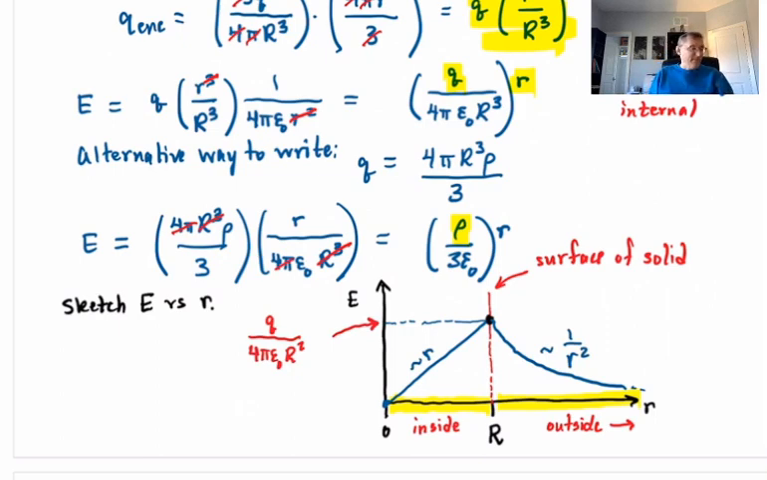Very famous behavior, very famous. For the electric field inside and outside, a solid sphere of insulating material with total charge spread uniformly throughout its volume.